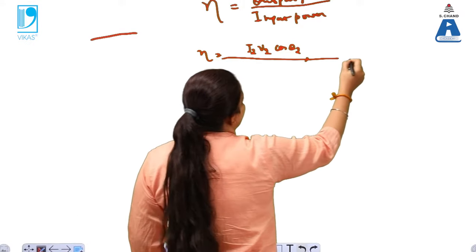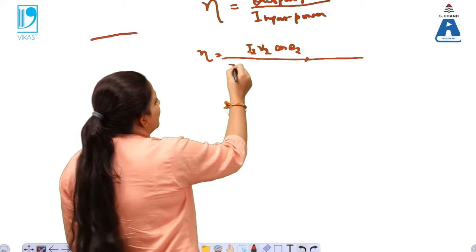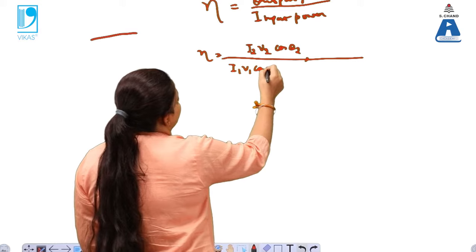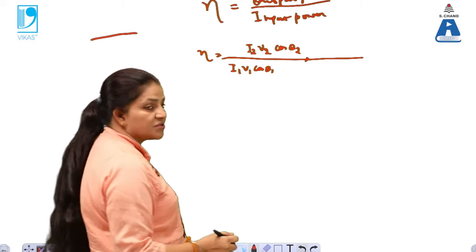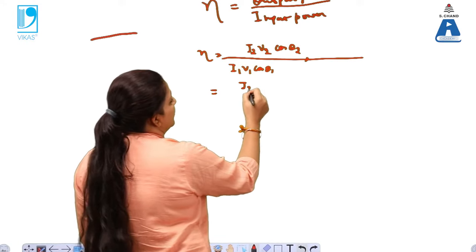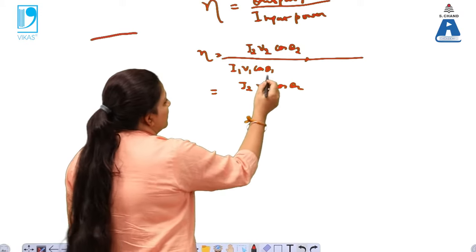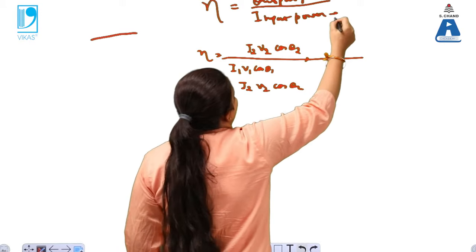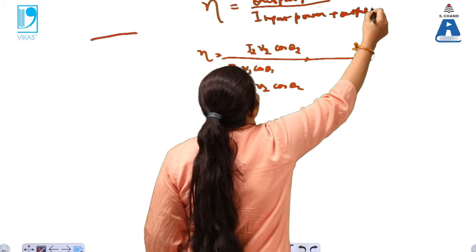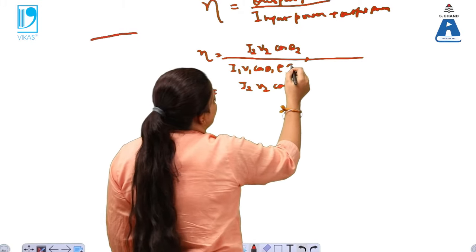What is theta 2 here? Theta 2 is the angle between I2 and V2. And input power is I1 V1 cos theta 1. So this is the input power. Now this is equal to I2 V2 cos theta 2 plus total losses, that's why we can calculate the efficiency. So here is the output power.